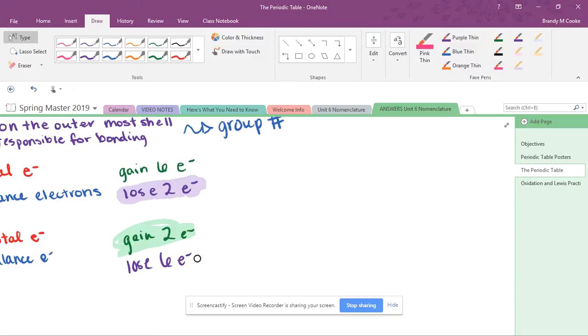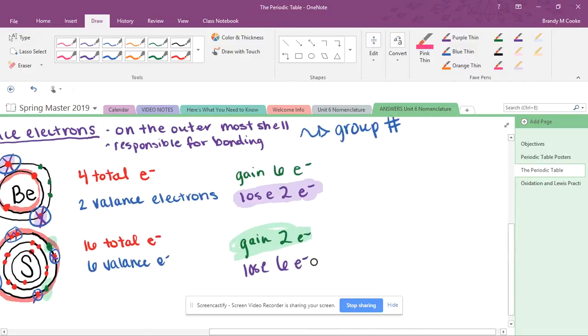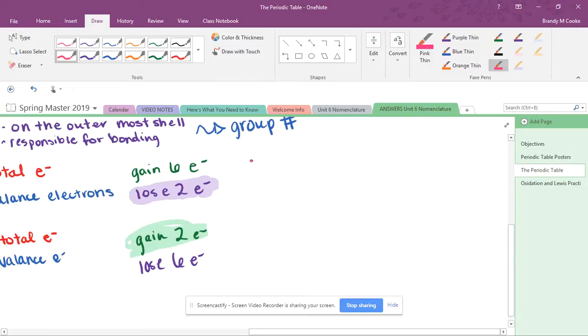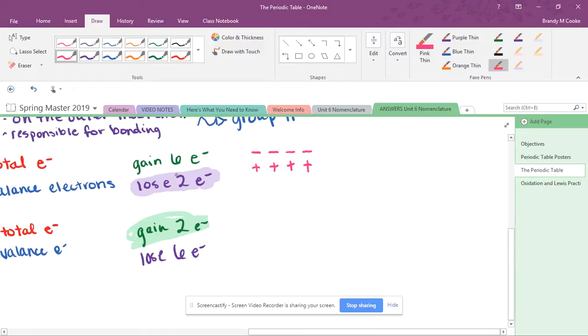Okay, so if beryllium lost 2 electrons, remember originally he had 4. So he had 1, 2, 3, 4 negatives, and of course he had 4 positives because he was neutral because 4 is his atomic number. He needs to lose 2 to be happy. So if he loses 2 of these electrons, what is his overall charge? Pause the video, ask yourself, replay it when you have an answer. Hopefully you realize that -2 plus +4, his overall charge is going to be +2.